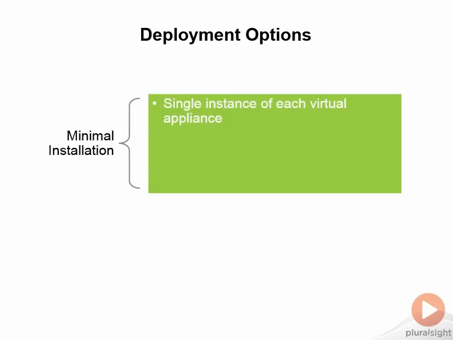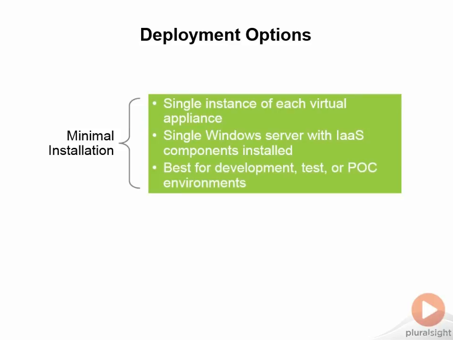In the case of a minimal installation, you get a single instance of each virtual appliance, meaning one identity service, one VCAC server, and typically you'll have a single instance of the IaaS components. And this is done on a single Windows server, again, single instance, so each of the three pieces has one running. And this is really best for dev or test, so if you have a secondary environment that you want to test out some changes on before deploying to production, POC environments it's great for, or if you have a small deployment, the minimal installation works really well.